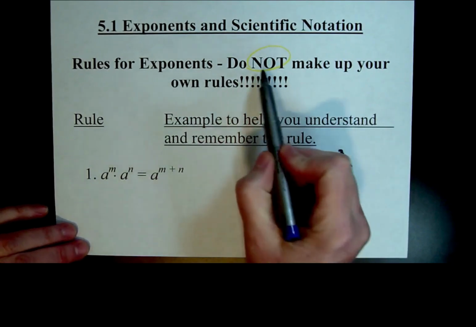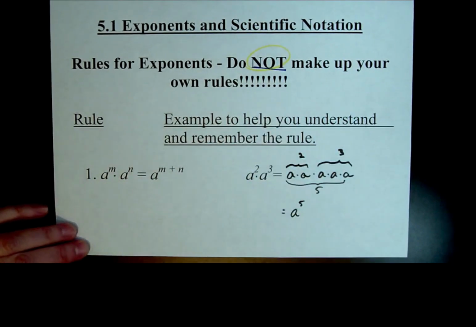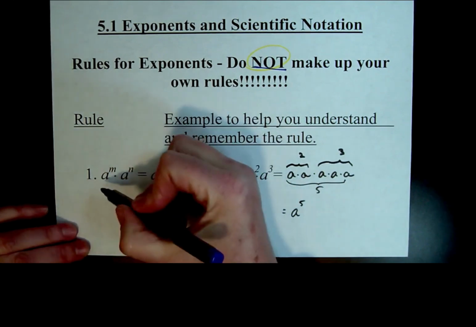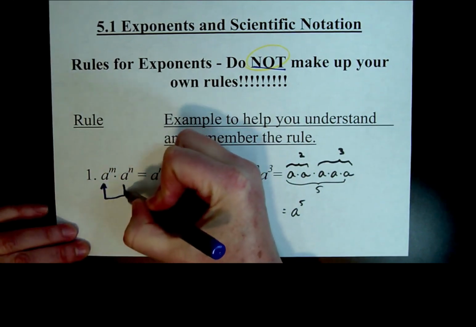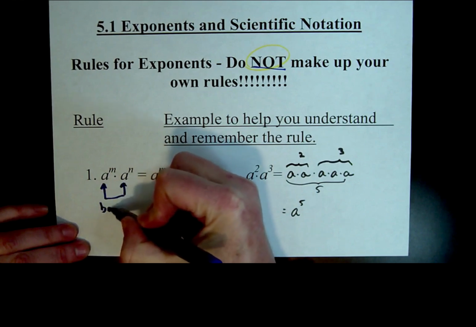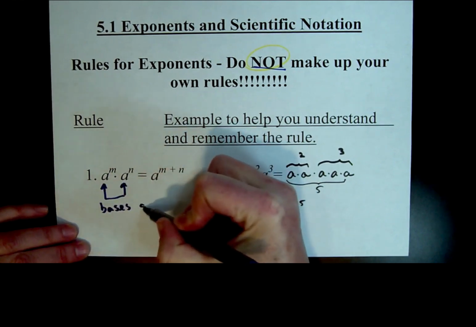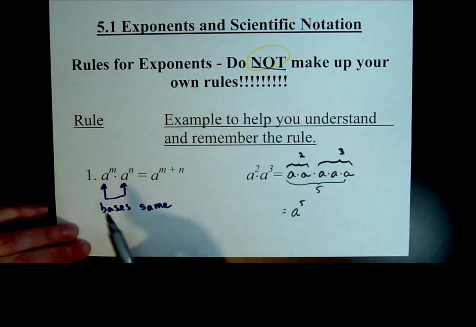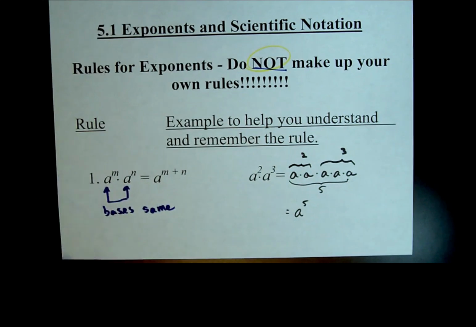And that comes back to not making up your own rules. Okay, so then the second comment before we go on to the next rule is that in order for this to work, the bases have to be the same, right? It's a in both cases. It's not a to the m times b to the n. You have to have the same base for this to work, right?